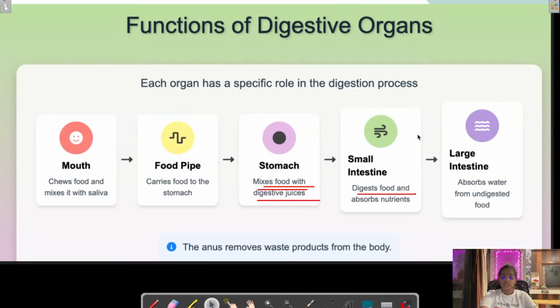So here, what are the functions of all the organs? The mouth chews the food and mixes it with saliva. Then there is a food pipe, the esophagus, which carries the food from your mouth to your stomach. Then what does the stomach do? The stomach mixes the food with digestive juice. You have to remember this. Digestive juice, what will the stomach do? It will mix the food with digestive juice.